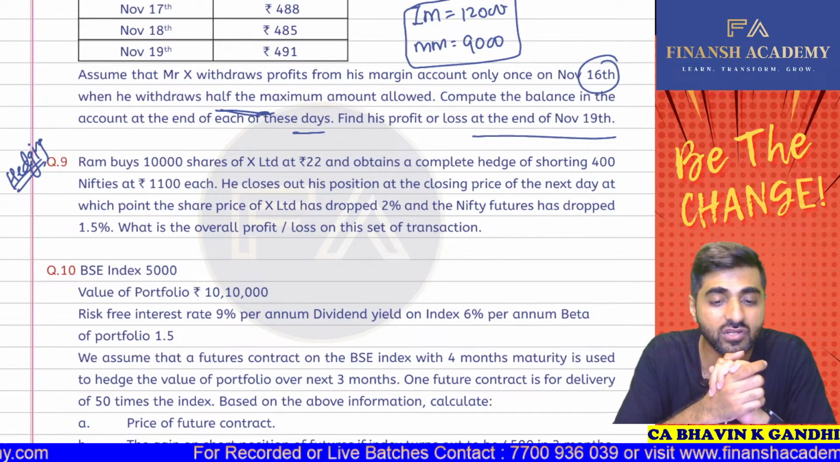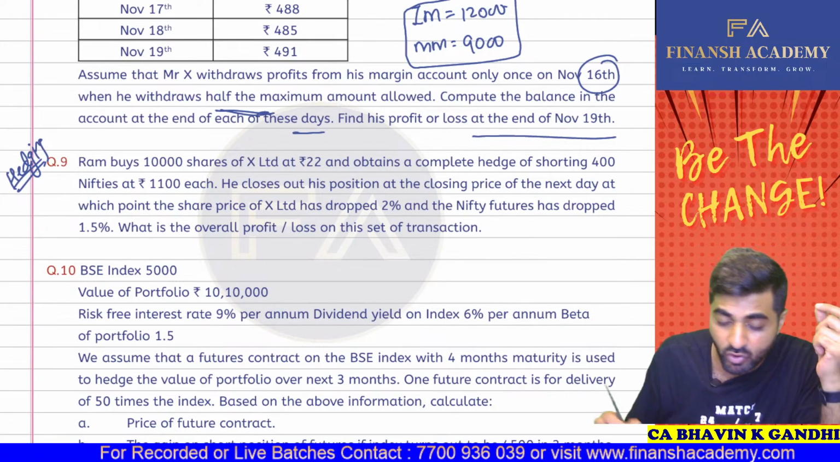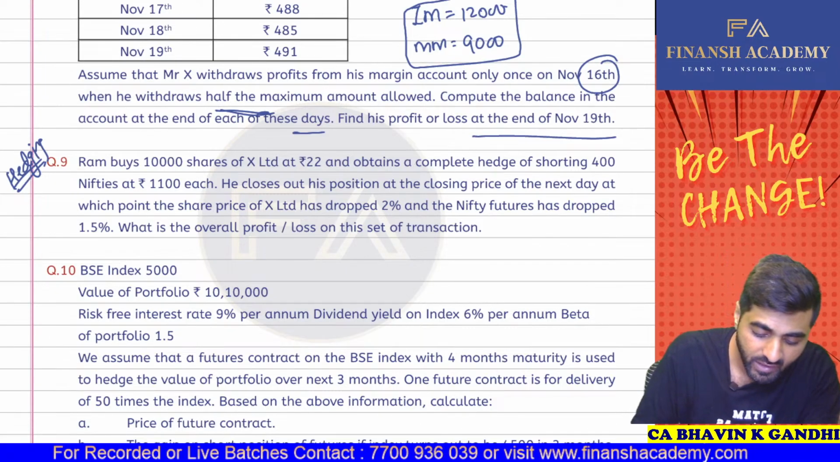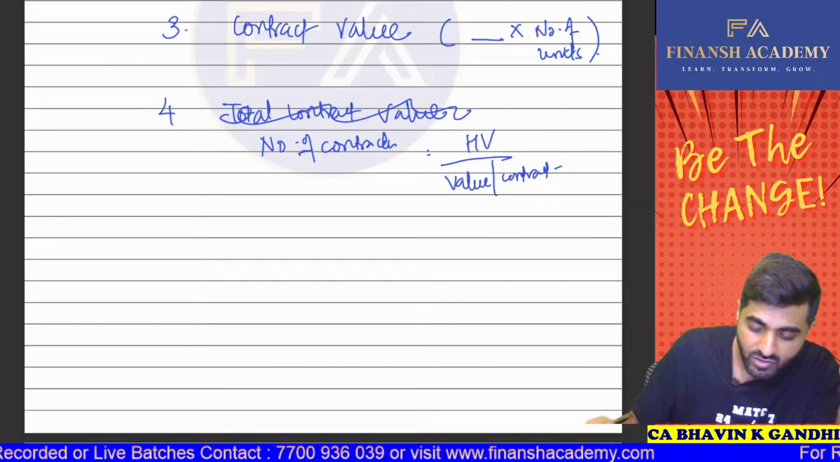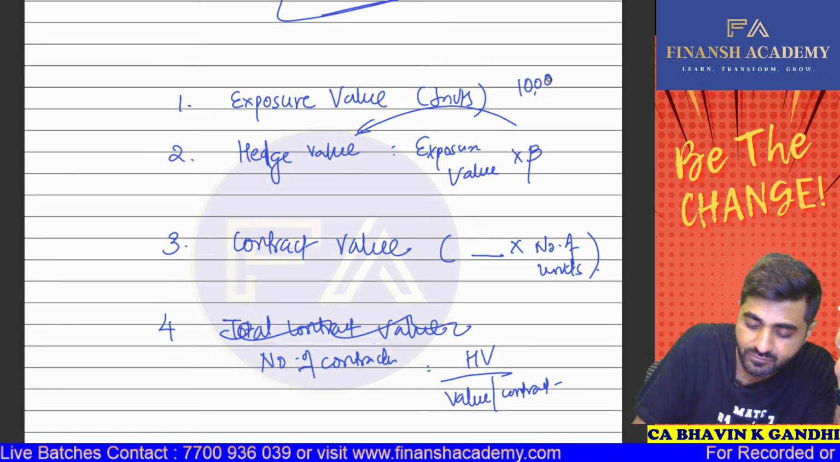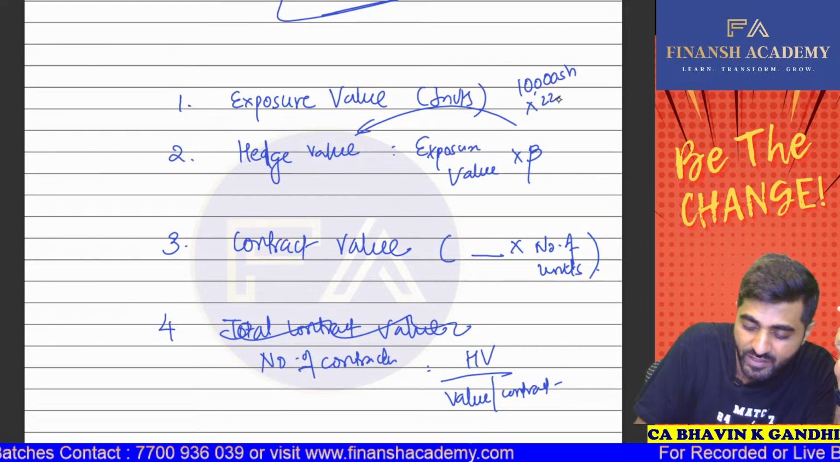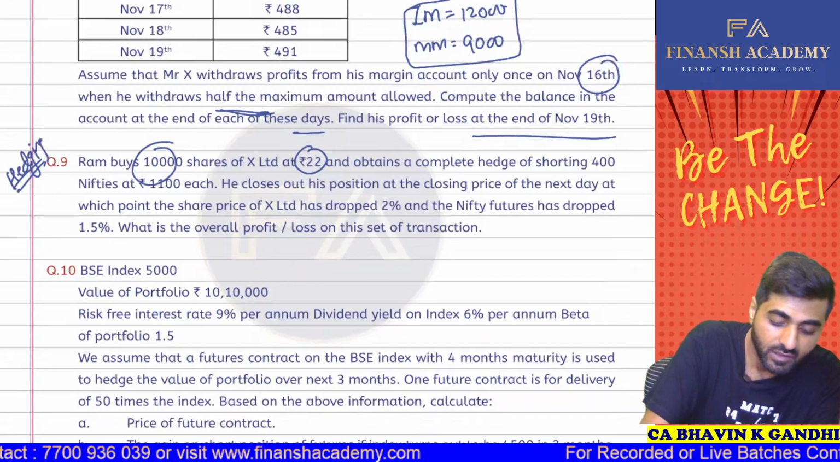What is the overall profit or loss of the said transaction? So first of all, let us see what is the exposure of Ram. He has 10,000 shares of rupees 22 each. So can I say that his exposure value is 10,000 shares of rupees 22 each? That is 2,20,000. So that's his exposure value, right?